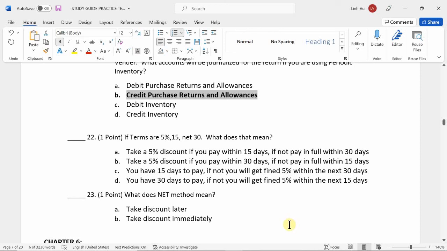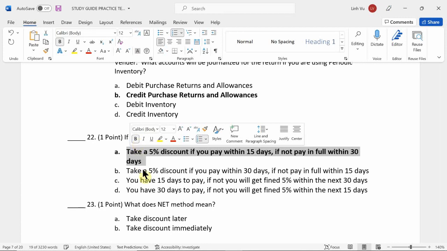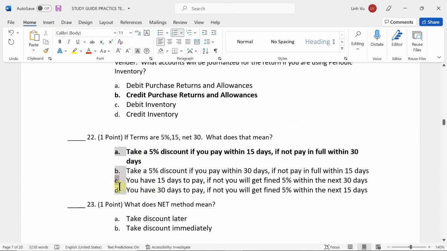Take a 5% discount if you pay within 15 days. If not, pay in full in 30. Yes. It doesn't mean that you pay now or pay later and take 5%. You have 30 days. If not, you will get fined 5%. No. This is an incentive. Okay.